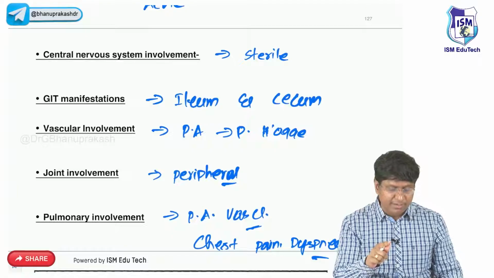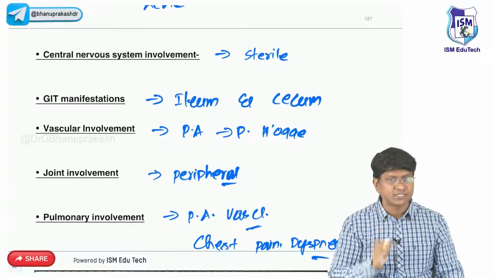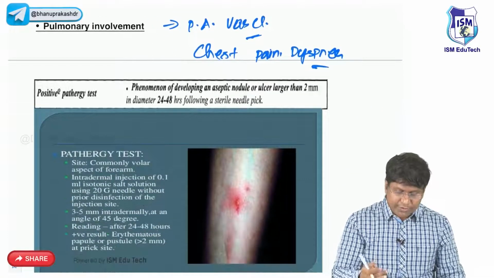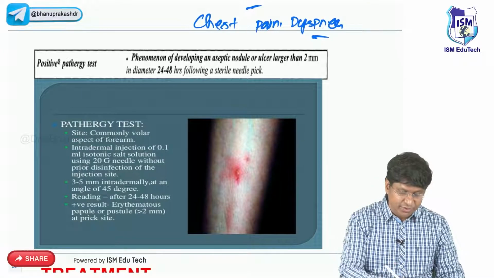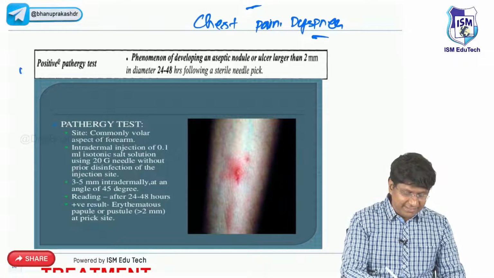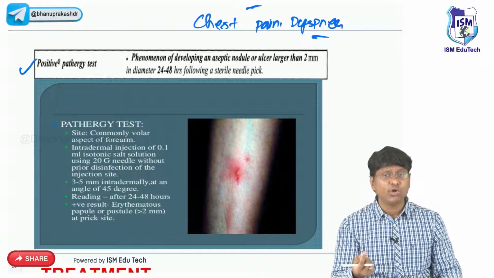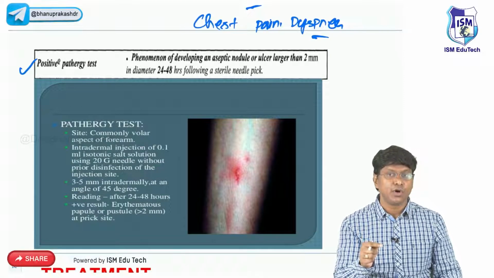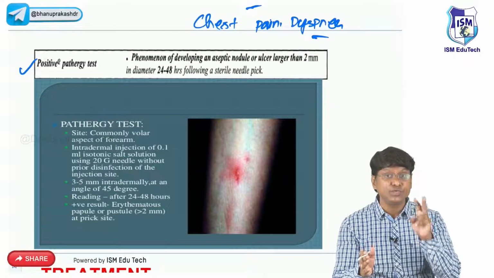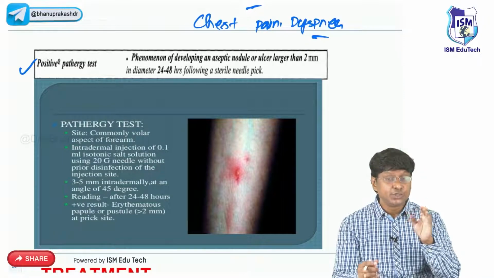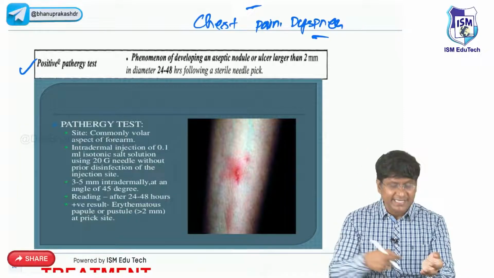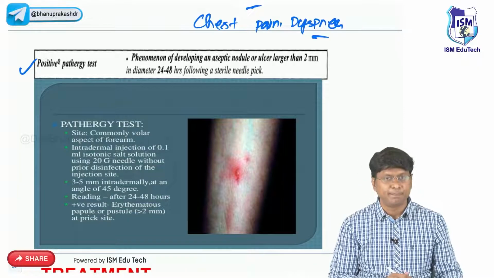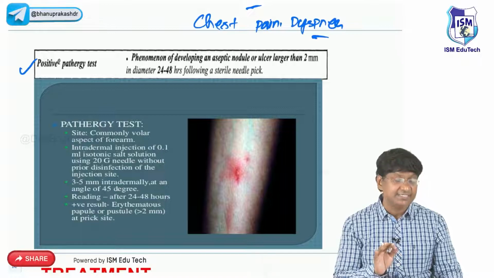So this is the multi-system involvement in Behcet's. But what is the most common manifestation? That is recurrent aphthous stomatitis. Okay, then how do you diagnose this Behcet's? That is by the pathergy test. So the pathergy test will be positive. What exactly is the pathergy test? It is the phenomenon of developing an aseptic nodule or ulcer larger than 2 mm in diameter 24 to 48 hours following a sterile needle prick. That is called the pathergy test, where the test will be positive.